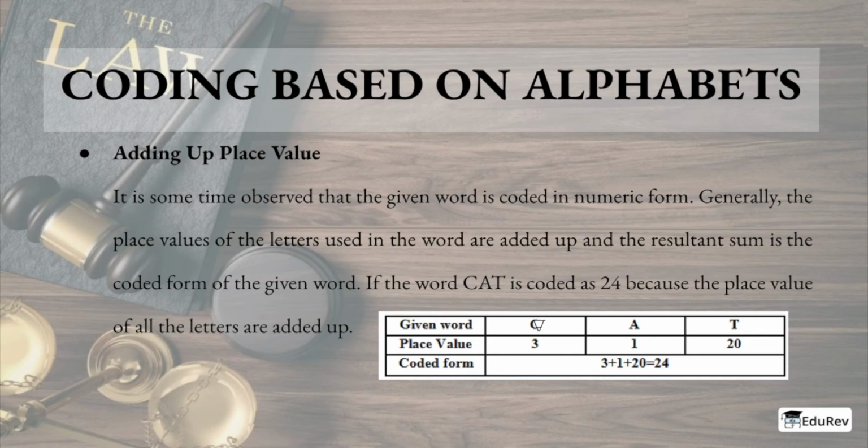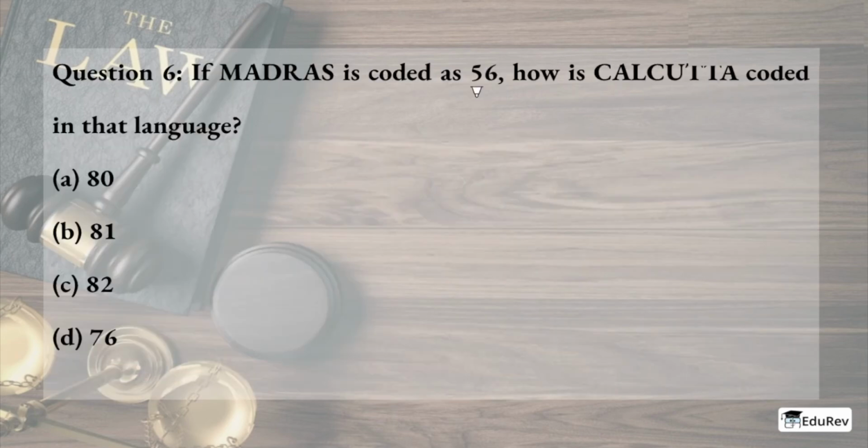So, what is the place value of C? It's 3. What is the place value of A? It's 1. And what is the place value of T? It's 20. It's the position in the alphabet ABCD, alright. So, if I add it up, it's going to be what? 24. So, I have written cat as 24. Let's understand with the help of an example. Similarly, what is done here is that Madras is written as 56.